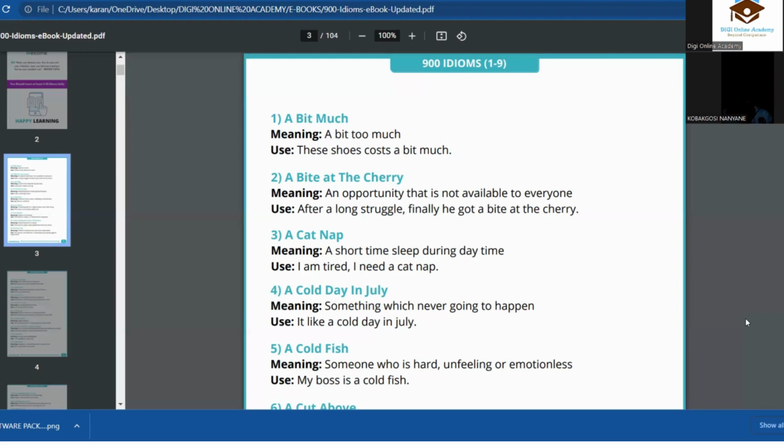Studying was a bite at the cherry for other people who come from a disadvantaged family. Exactly. So did you understand? Can we make one more sentence on it? A simpler one.